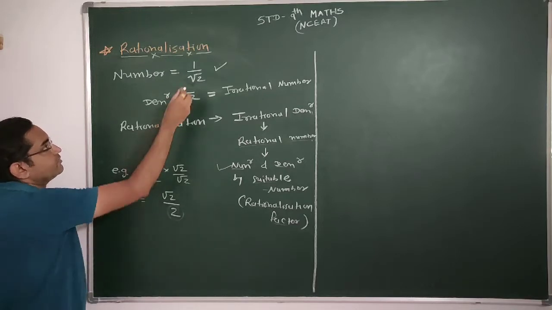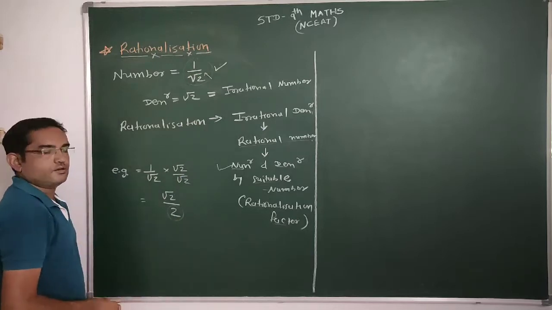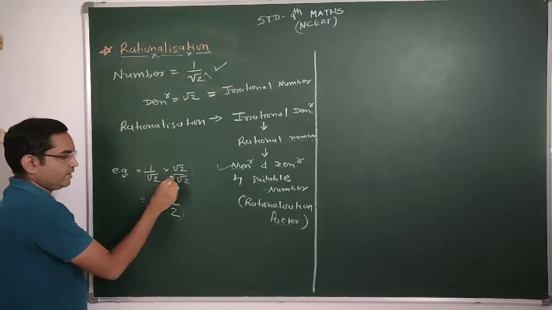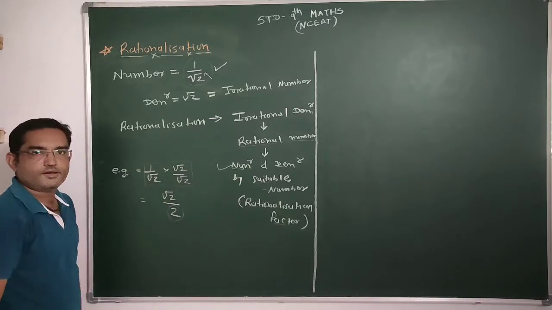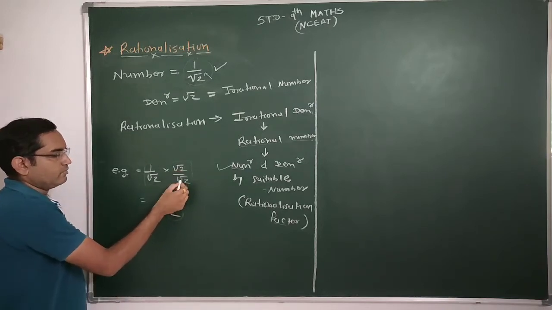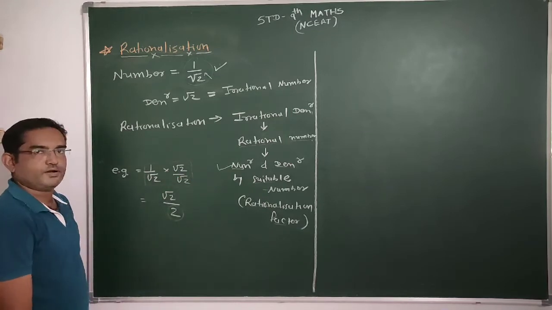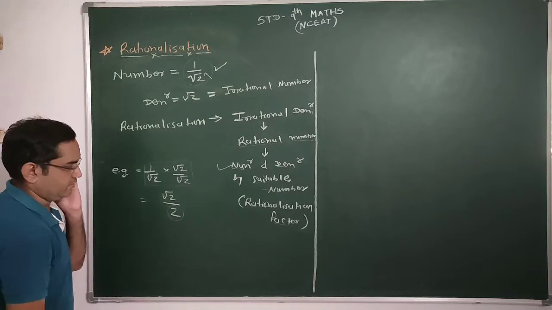Our given number is 1 upon root 2, in which our denominator is an irrational number. Now after the rationalization process, our denominator is converted into a rational number. So this process is known as rationalization. Clear? And this number, root 2, by which we multiply our numerator and denominator, is known as the rationalization factor.